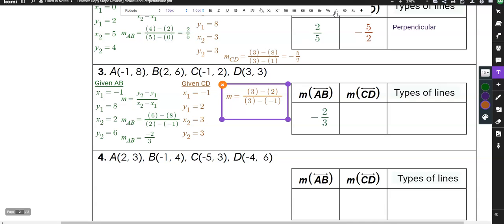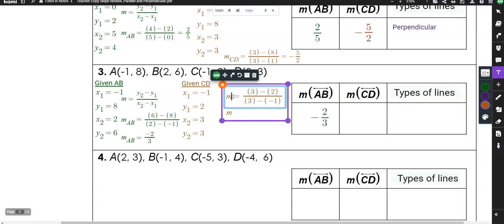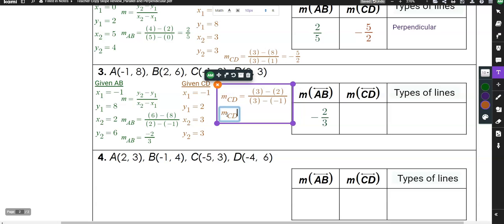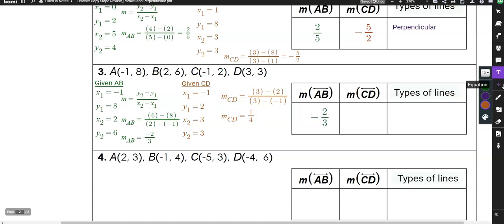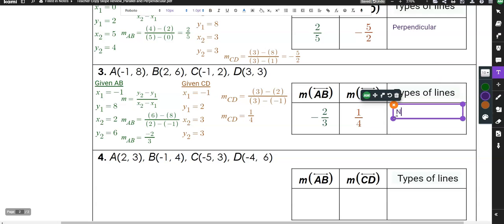And when we simplify that, we can get that m is going to be equal to, and this is the m of segment or line CD, 3 minus 2 is 1. 3 minus negative 1 is 4. And so the slope of line CD is going to be 1/4. And so in that case, that indicates to us that these lines are neither parallel nor perpendicular.